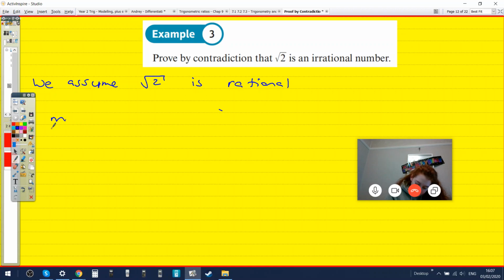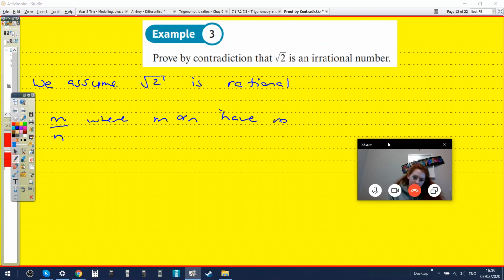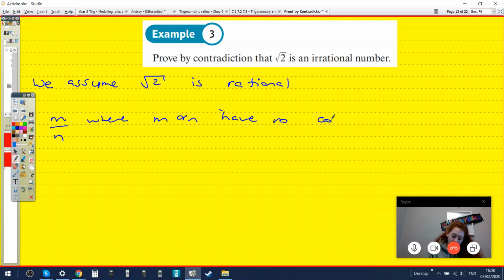So m over n, where m and n have no common factors. So basically it's in its simplest form. So you square both of them, you get m squared over n squared.